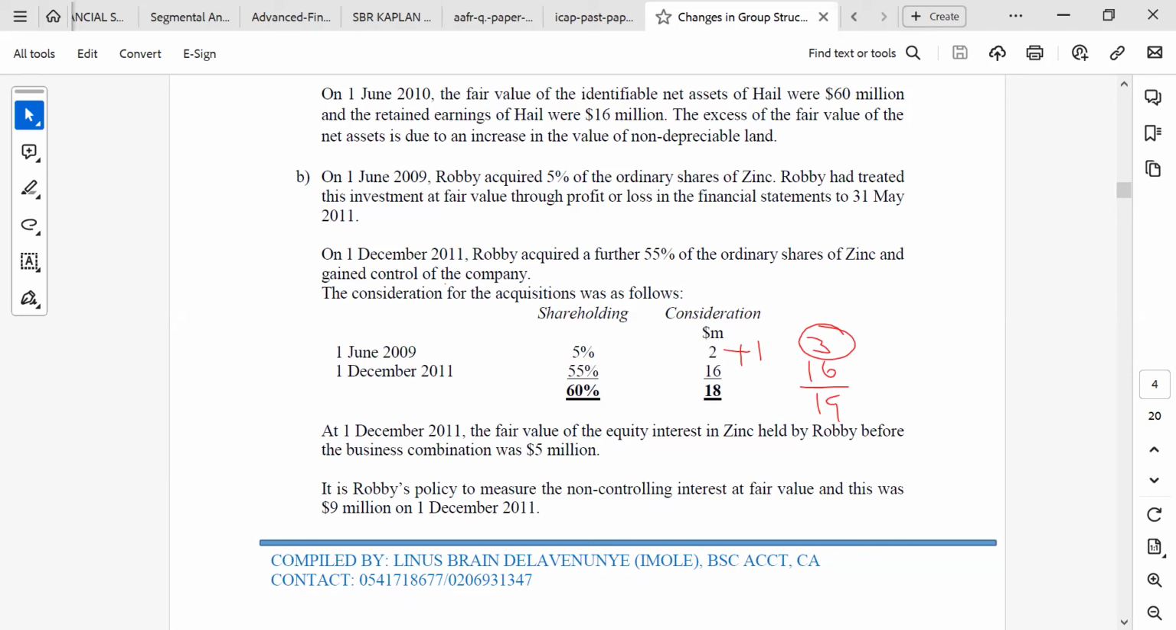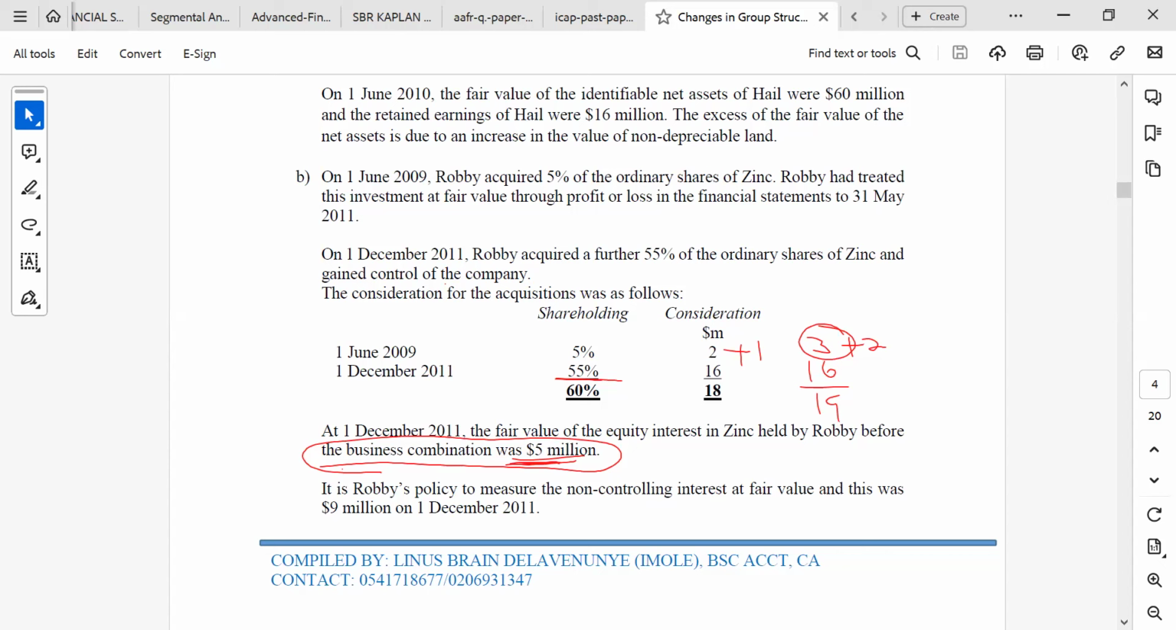But the question is saying that at the date of acquiring the additional 55%, the fair value of that particular instrument is now 5 million. It means that there is a further increase of 2 million. So that 2 million is the gain on the remeasurement of the previously held investment. That is the 2 million, which will be taken to group retained earnings immediately.